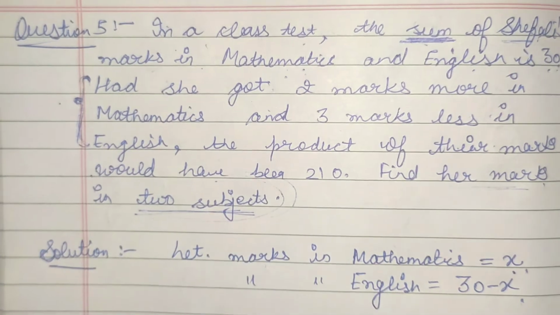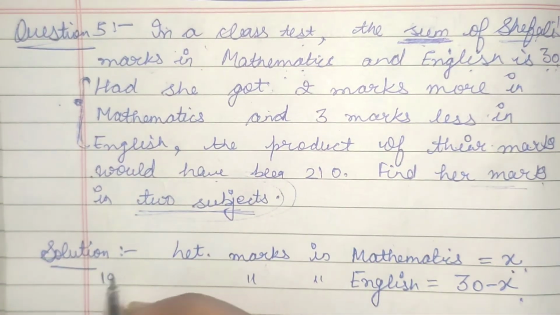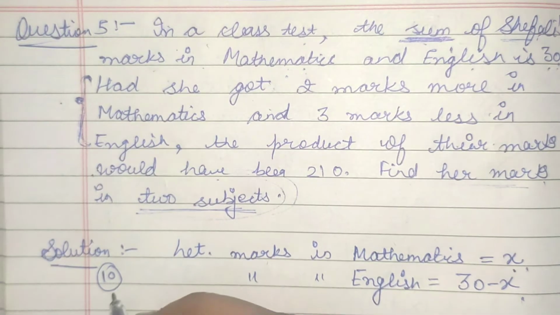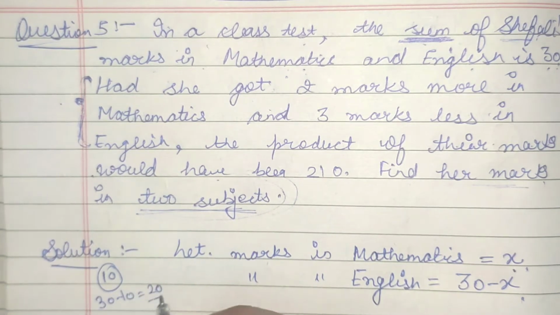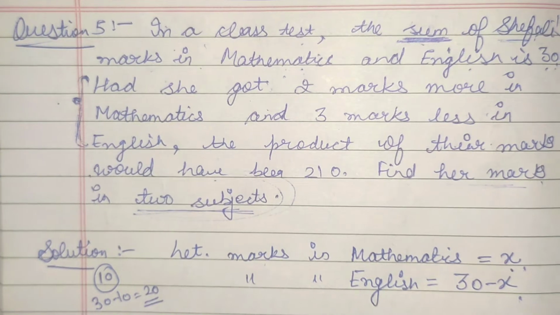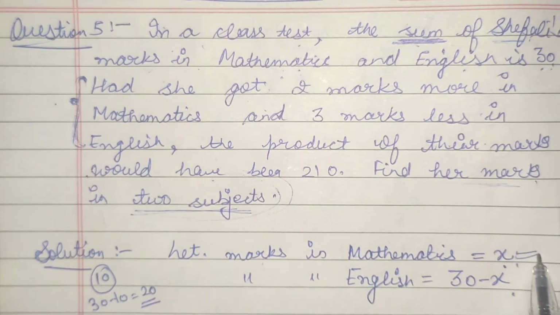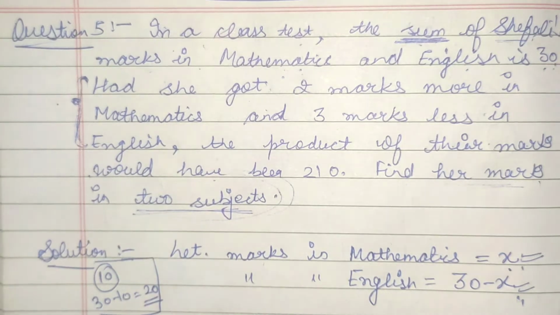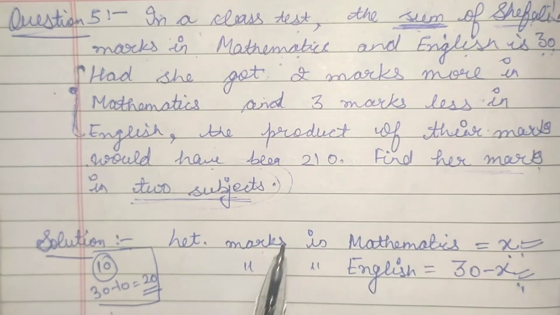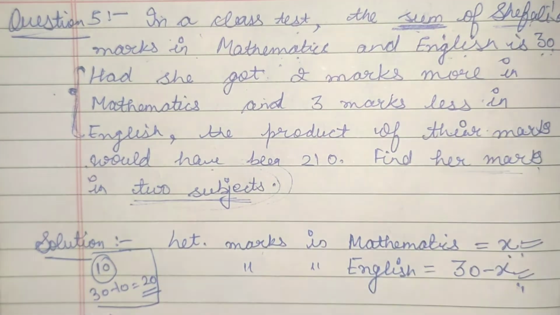So suppose marks in one subject is 10, then how much marks will be in the other subject? The marks in the other subject will be 30 minus 10, that means 20. So that's why I have taken marks in one subject as x and in another subject marks will be equal to 30 minus x. Okay, this was my first condition.